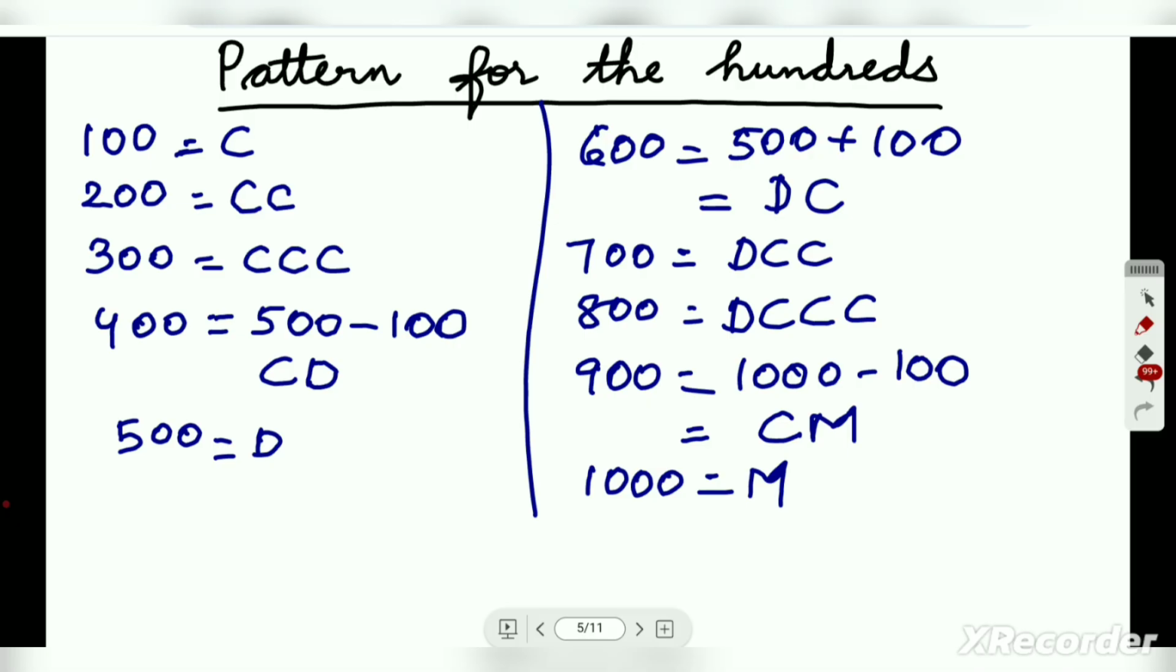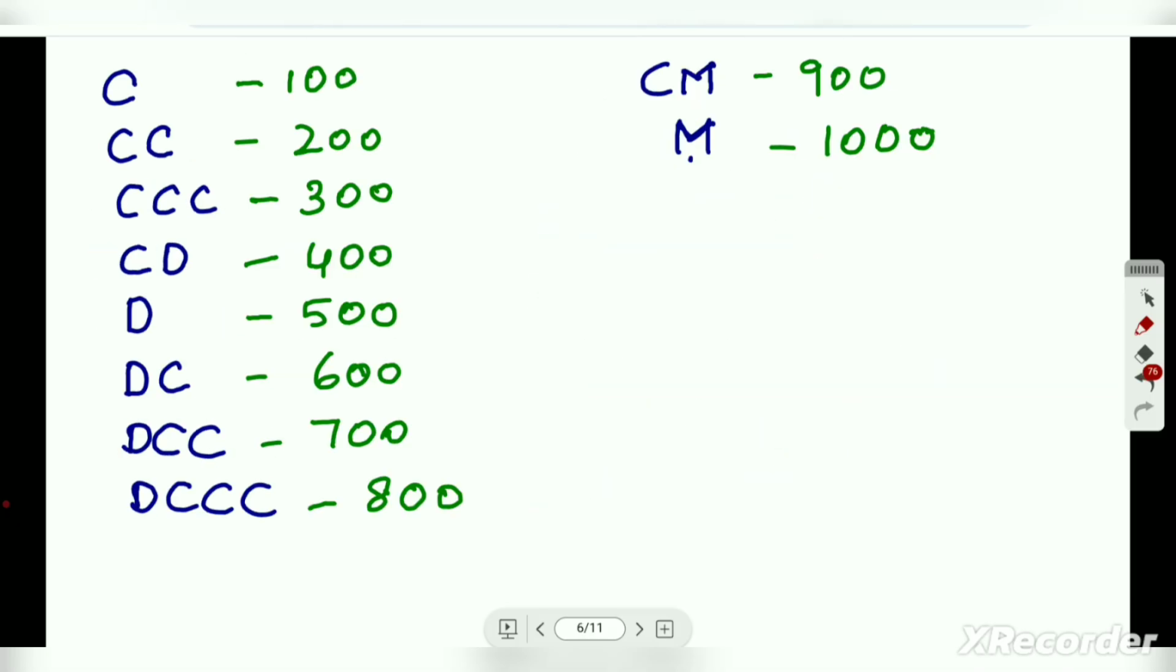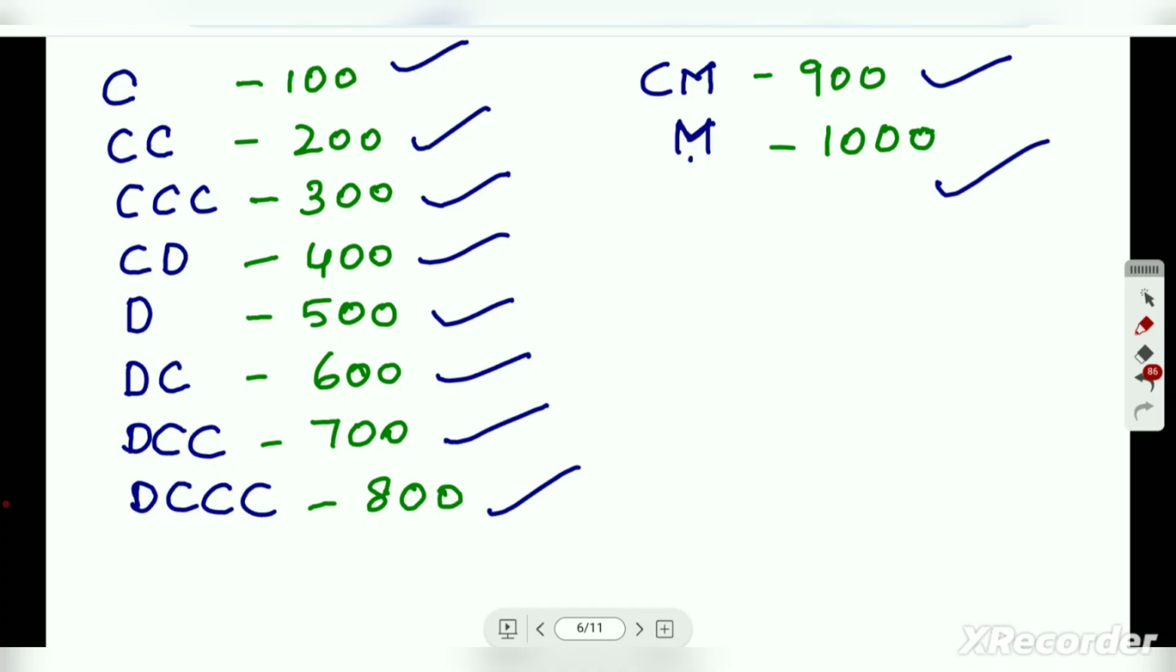So, let's quickly remember the complete pattern. C is 100, CC is 200, CCC is 300, CD 400, D 500, DC 600, DCC 700, DCCC 800, CM 900 and finally M 1000. So these are very important to remember. Okay. Now let's convert some numbers.